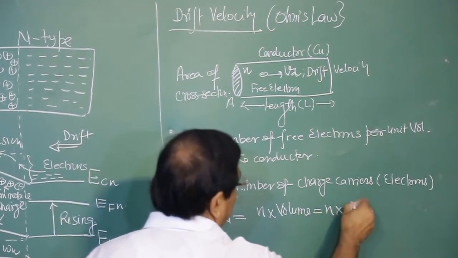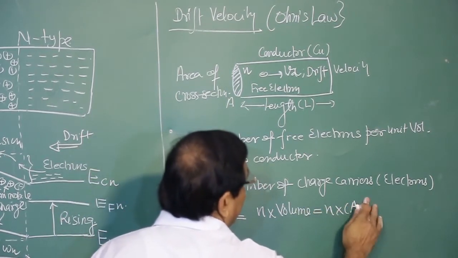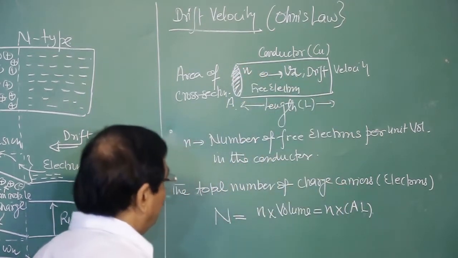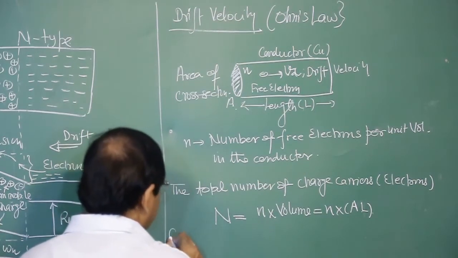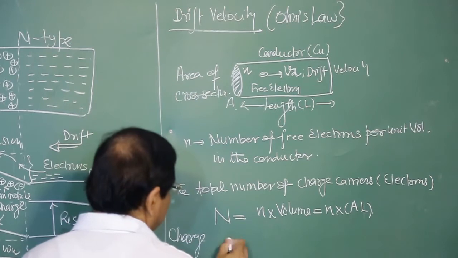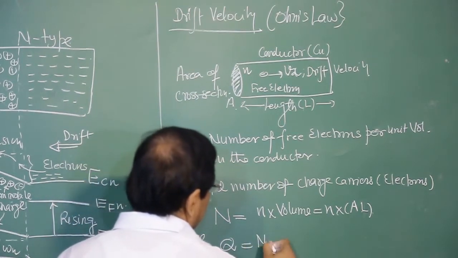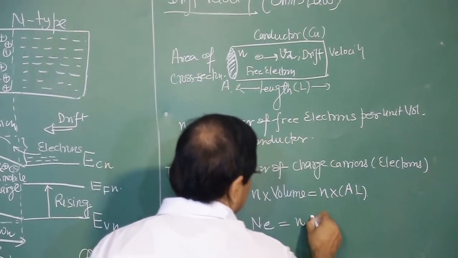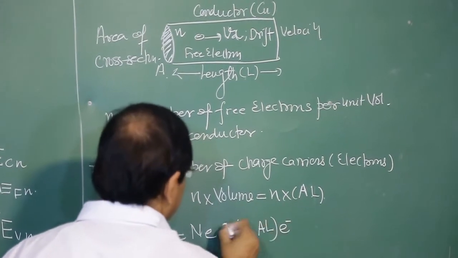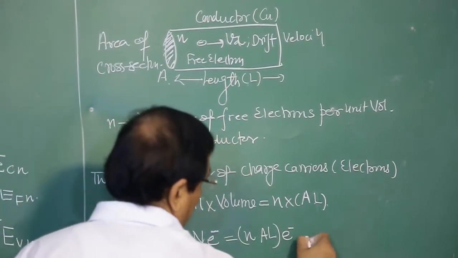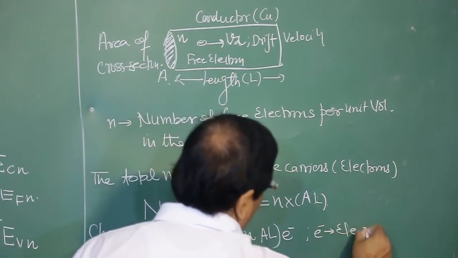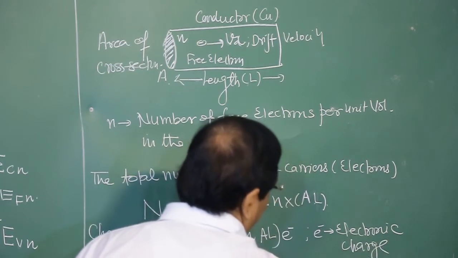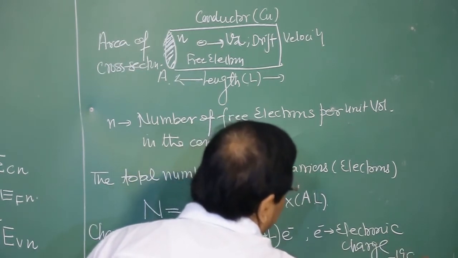This small n into volume is n into A L, where A is the area of cross section and L is the length, which gives the volume. Then charge q is equal to n A L into e, where e is the electronic charge, that is 1.6 into 10 to the power minus 19 coulomb.